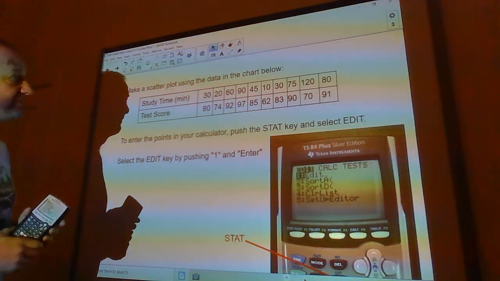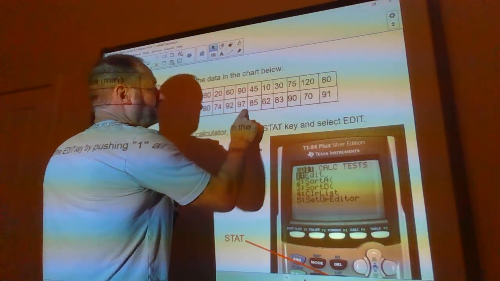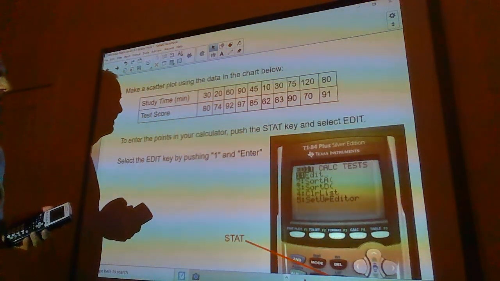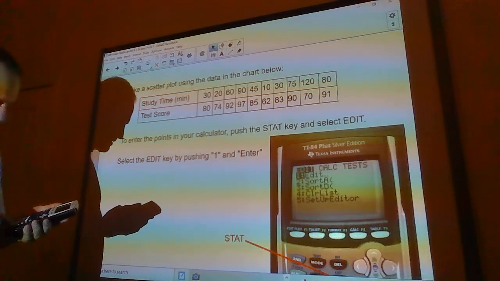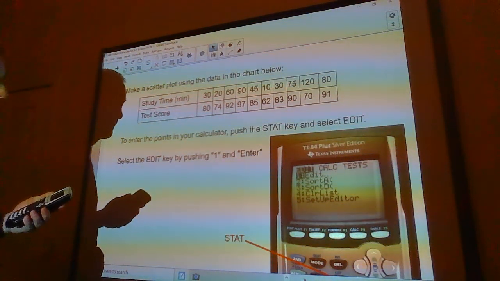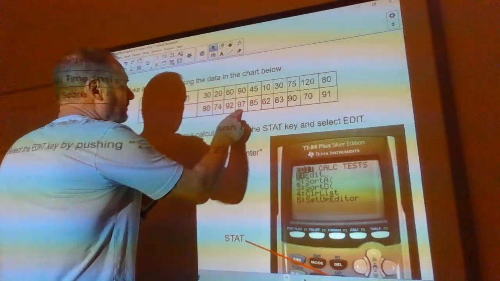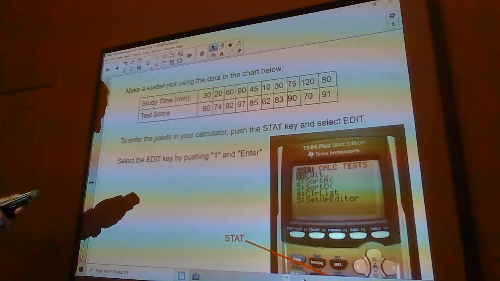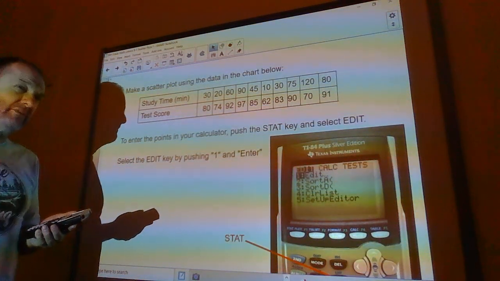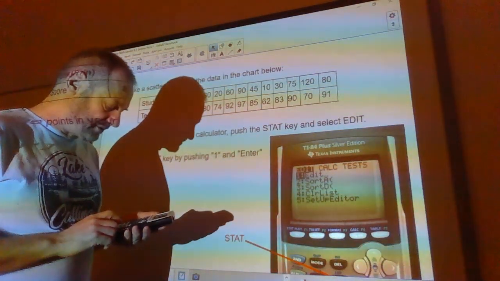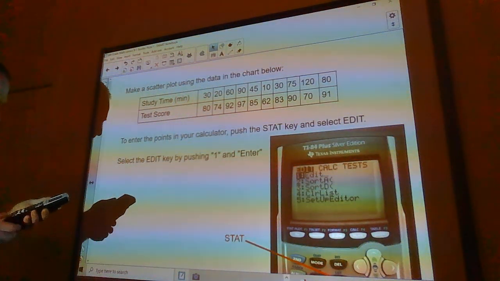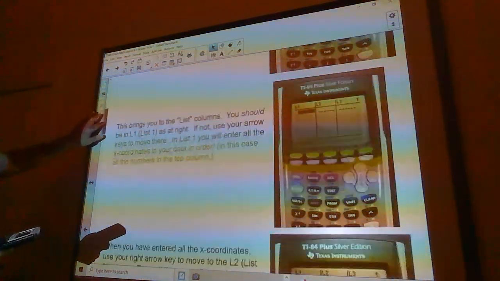Now I got to do my Y's. I got to do the same thing. I find the smallest Y, 62. Okay, and I could go to 50 in there. So push 50 for Y min. And then my biggest one is going to be 97. So I'll go to 100 for my Y max. And my Y scale, you can usually get about 20 of something in there. So I can count by fives. Okay, now I've got all that in there.